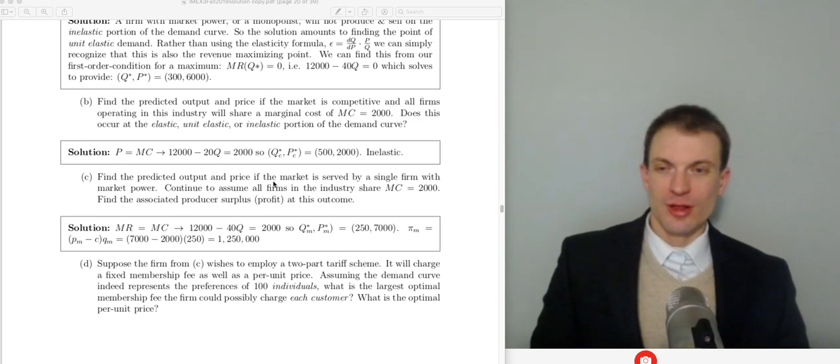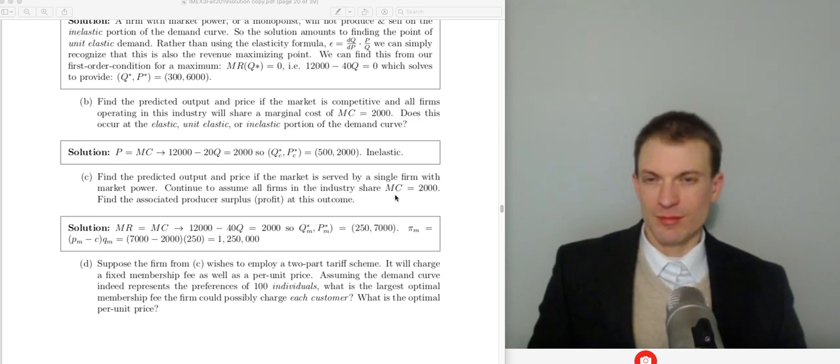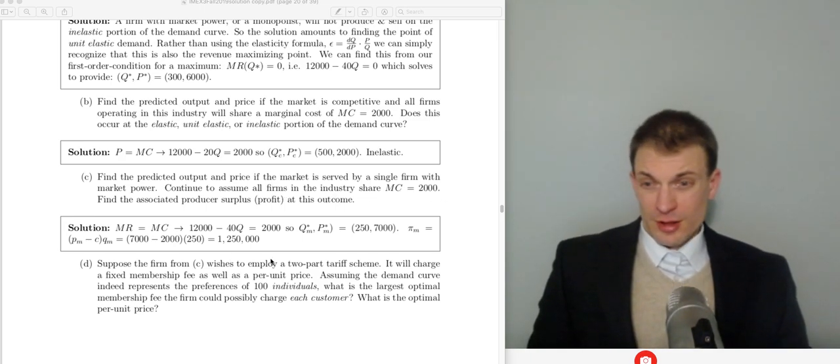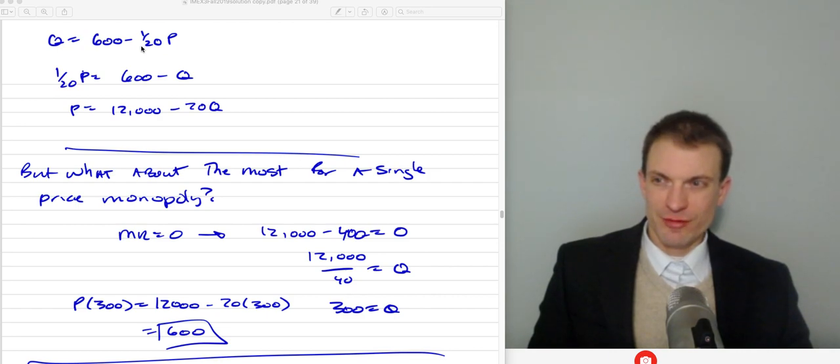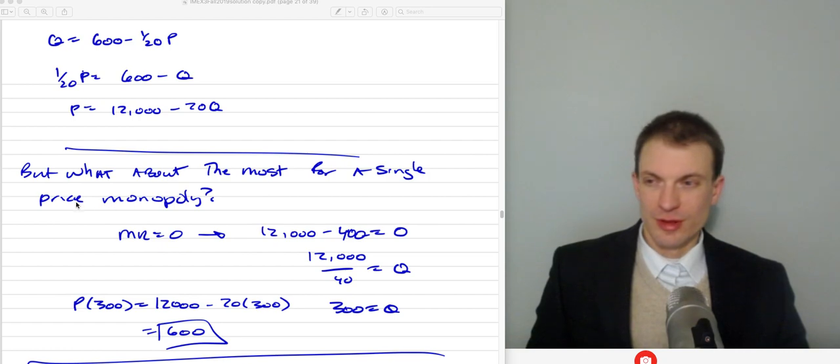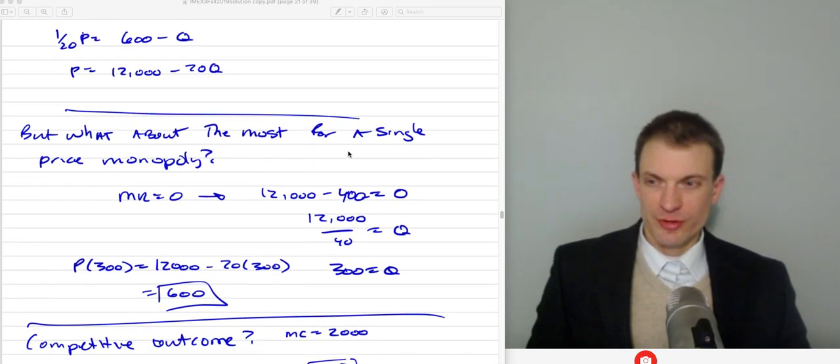Continue to assume all firms in the industry have the same marginal cost. And then suppose we want to do two-part tariff. Okay. So here's my market demand curve. Solving for my inverse demand curve, it's going to be 12,000 minus 20Q. What about the most for a single price monopoly?